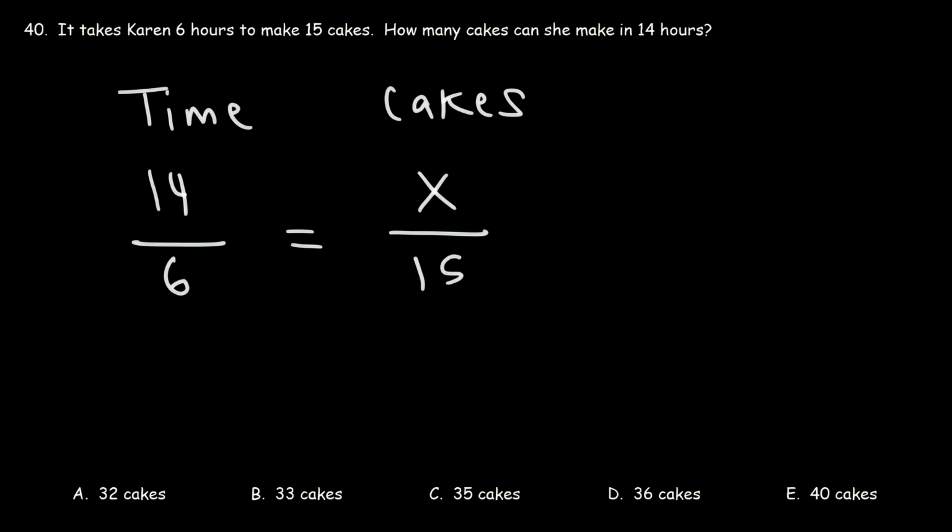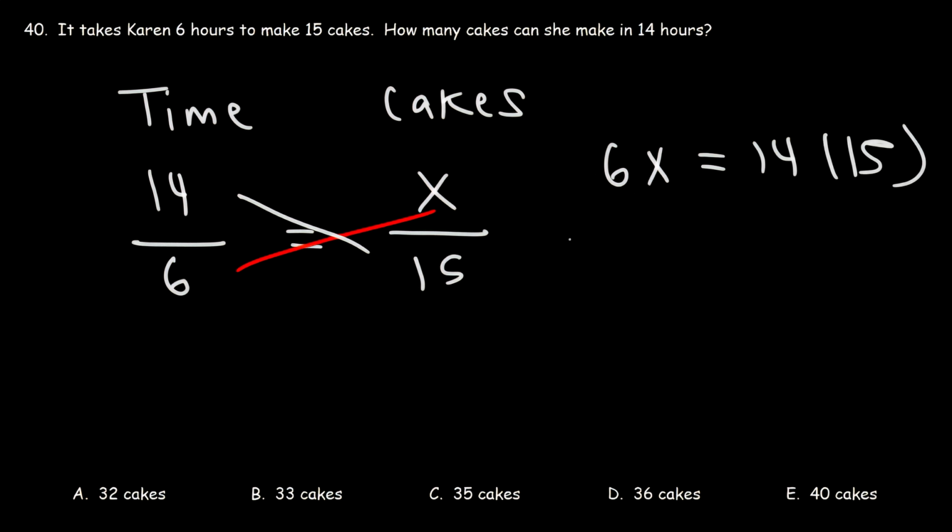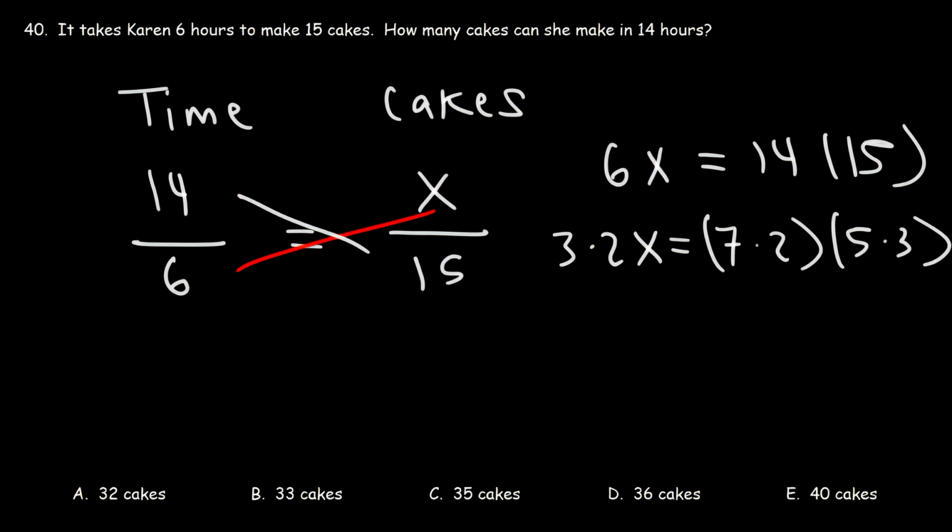Let's cross multiply. So we have 6 times x is equal to 14 times 15. Now we can write 6 as 3 times 2, and 14 is 7 times 2. 15, we can write that as 5 times 3. Now we could cancel a 3 on both sides, and we can cancel a 2.